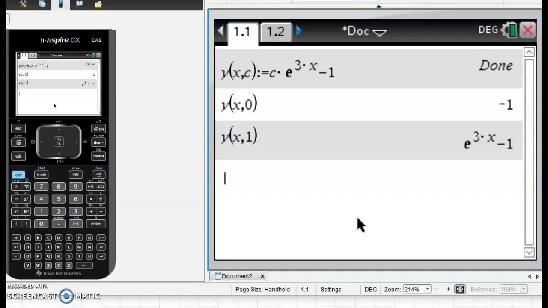So what I did over here was to define a function of x and c, y of x,c. So we have the variable x and we also have the parameter c. I entered that definition, and I checked that when c is equal to 0, I get the constant function negative 1, and when c is equal to 1, I get the function e to the power of 3x minus 1. So I want to graph 5 of those functions.